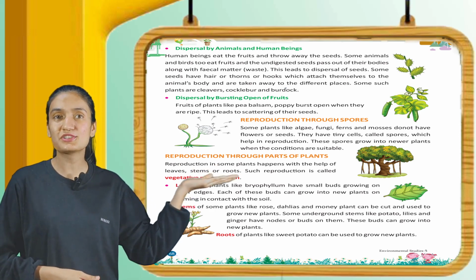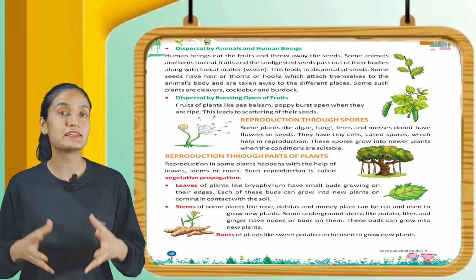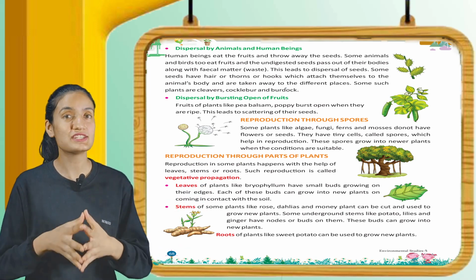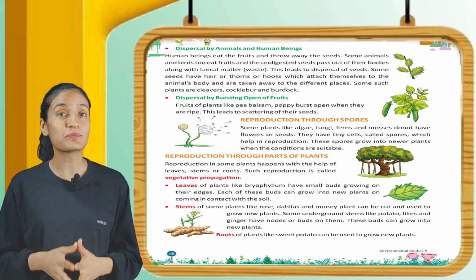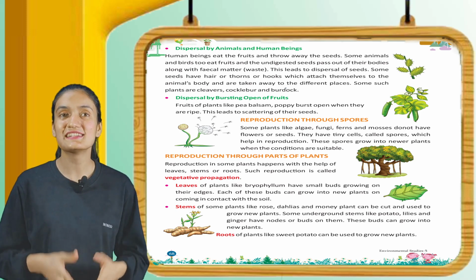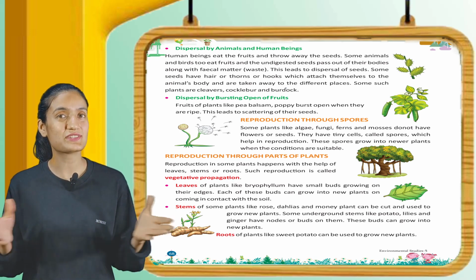Now let's see the reproduction through parts of plants. Reproduction in some plants happens with the help of leaves, stems or roots. Such reproduction is called vegetative propagation. Leaves of plants like Bryophyllum have small buds growing on their edges. Each of these buds can grow into new plants on coming in contact with the soil.